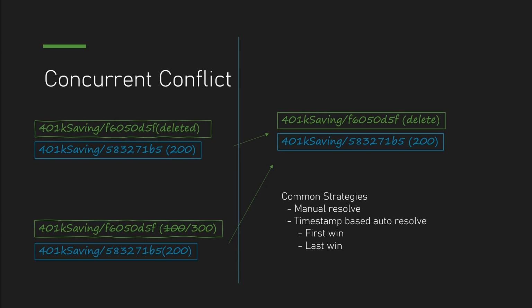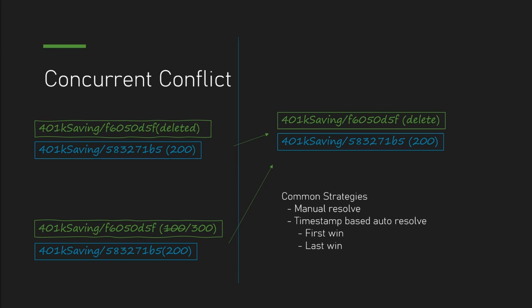The first one is manual resolve. That is, when a conflict like this shows up, ask the user to resolve it. I don't want to go there because it's more work for the user. They will need to decide what to do when there's a conflict. It's more dev work. I'll need to build a UI for merging conflicts.